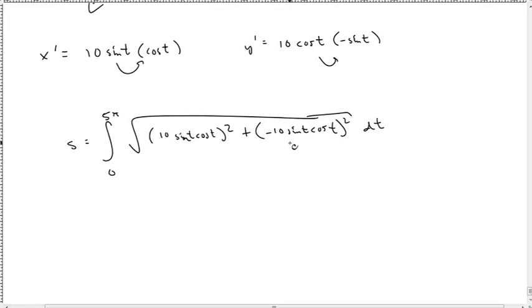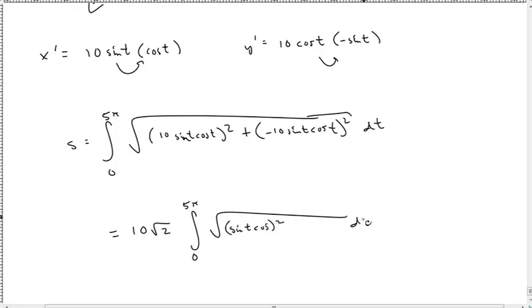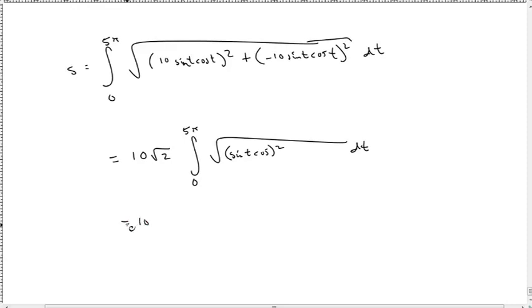The 10s here make a 100 and a 100, and the square root of 100 is 10, but because you've got 2 of them, you can make a 10 square root 2 come to the front. And so now I've got the 2, I guess I already put the 2 in there. The 2's already up there, and I factored out the sine cosine squared. Well, the square root and the square should cancel one another. And so I just got the integral of sine cosine.